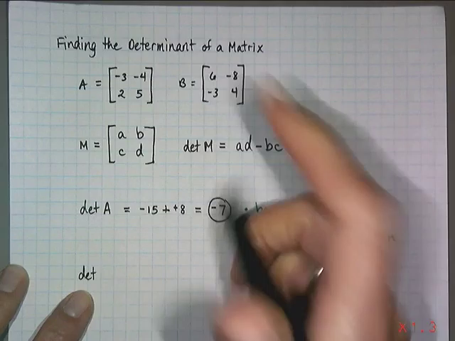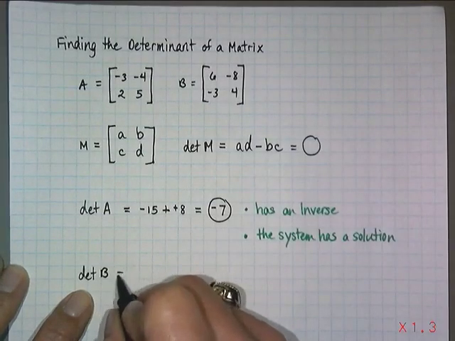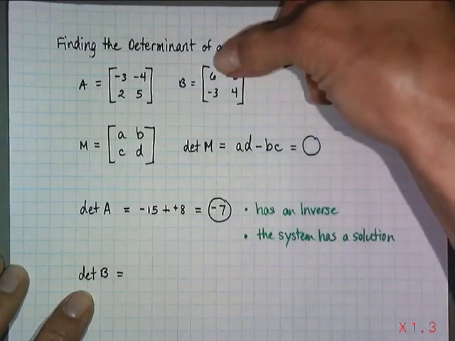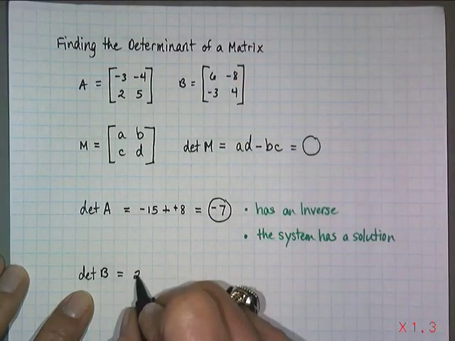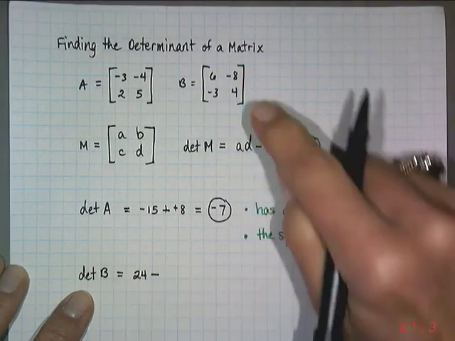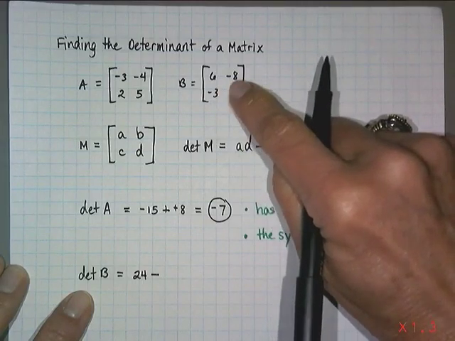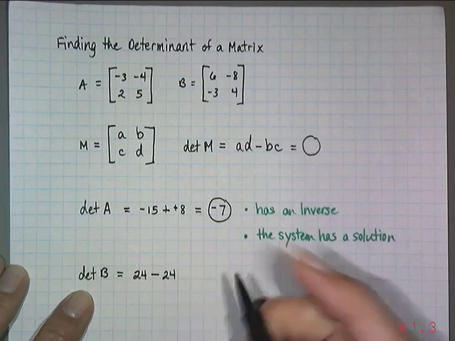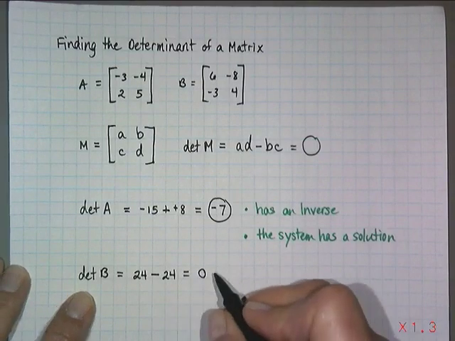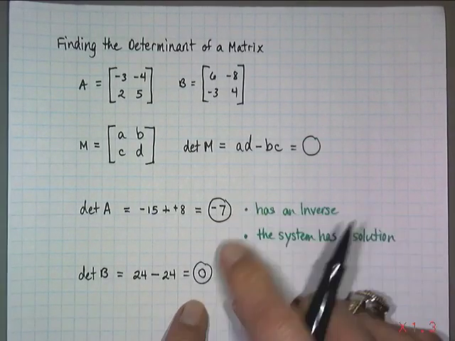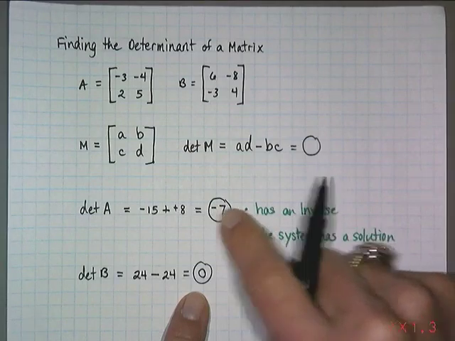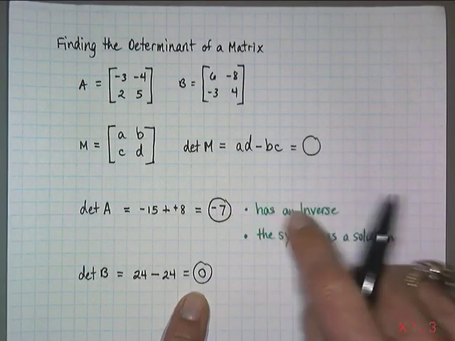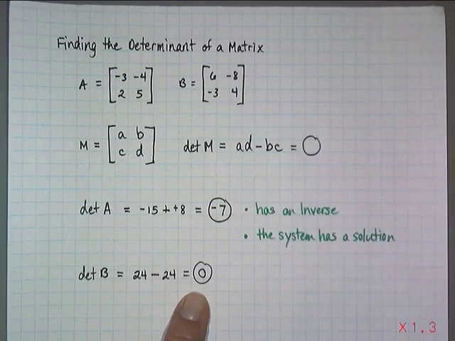Let's find the determinant of matrix B. We're going to use this same rule to find the determinant of matrix B. I'm going to multiply 6 times 4, 24. I'm going to subtract the product of these two numbers, B times C. Negative 3 times negative 8 is a positive 24. You notice how 24 minus 24 equals 0. I know 0 is a number, but if you get a value for the determinant of a matrix other than 0, then you know it has an inverse and the system has a solution.